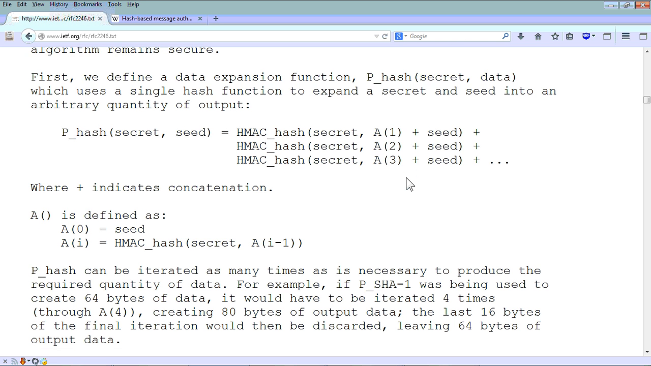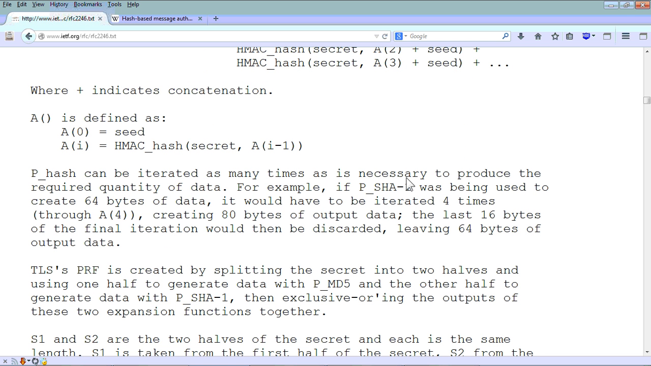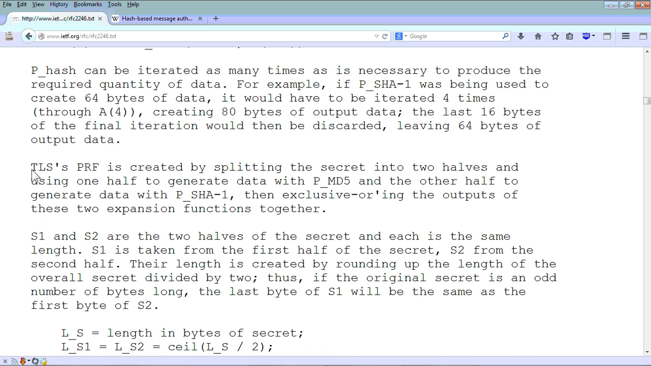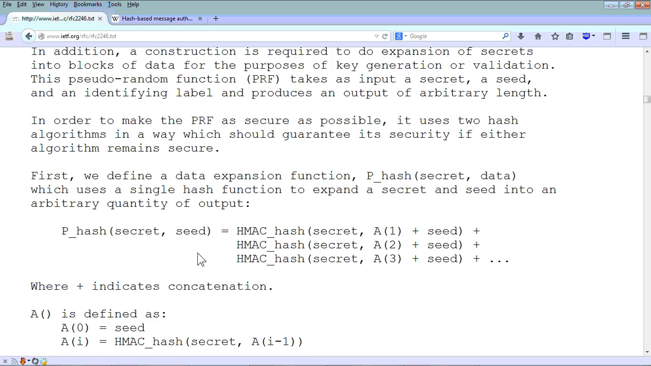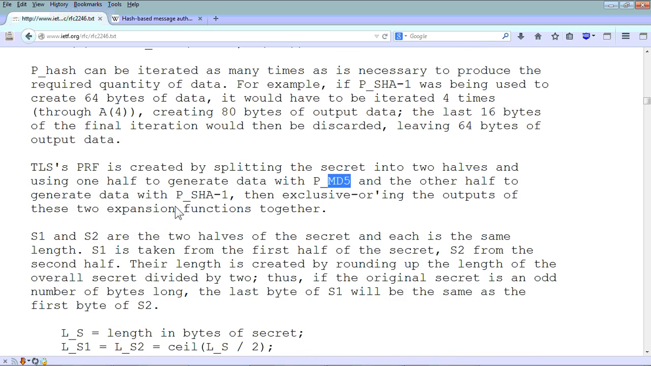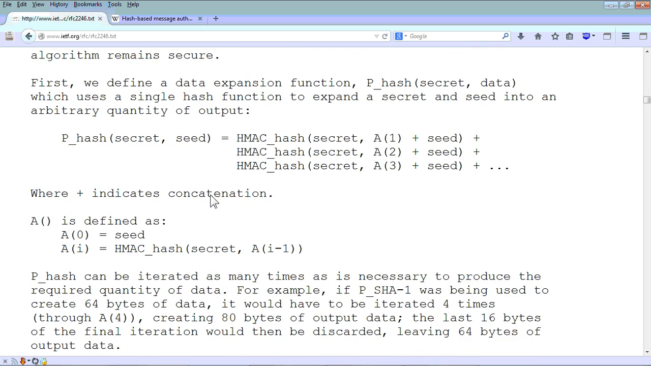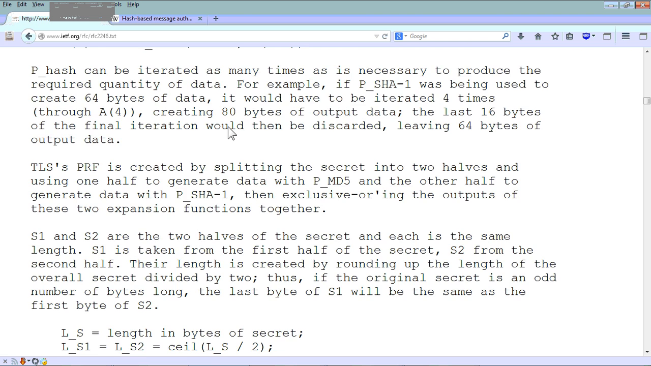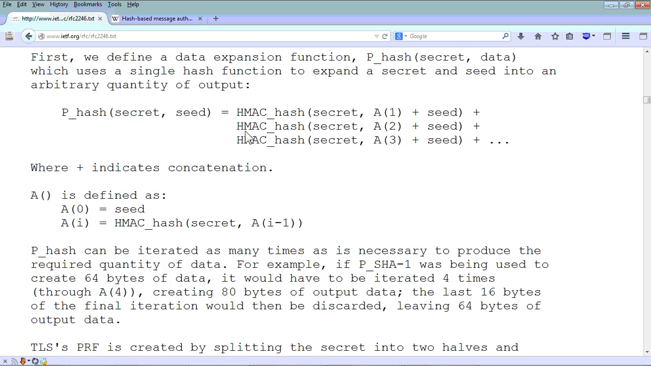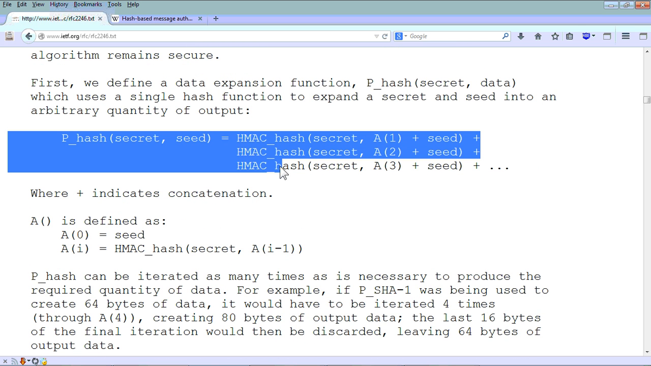So that's already a bit complicated, but there's another level to it, which is explained here. TLS's PRF, pseudo-random function, is created by splitting the secret into two halves and using one half to generate data with one hash, pMD5, so going through that process for MD5, and the other half using SHA-1, so going through that same process here with SHA-1. And you iterate this process as many times as you need to in order to generate as much random data as you need. So let's say you need 40 bytes of random data.